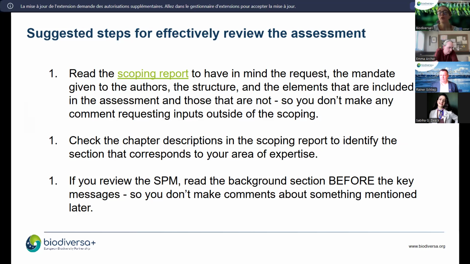So you make effective comments. You can also check the chapter descriptions in the scoping report, on top of the presentation from Emma, to identify beforehand which sections correspond to your area of expertise so you can focus where you're most needed. This is not relevant here, but for the second external review: if you review a summary for policymakers, you have to read the background sections before the key messages, so you don't make comments about something mentioned later. Likewise, the chapters have executive summaries that summarize the chapter, so I wouldn't comment on those first. I would check the chapters first and then make comments on the summaries.